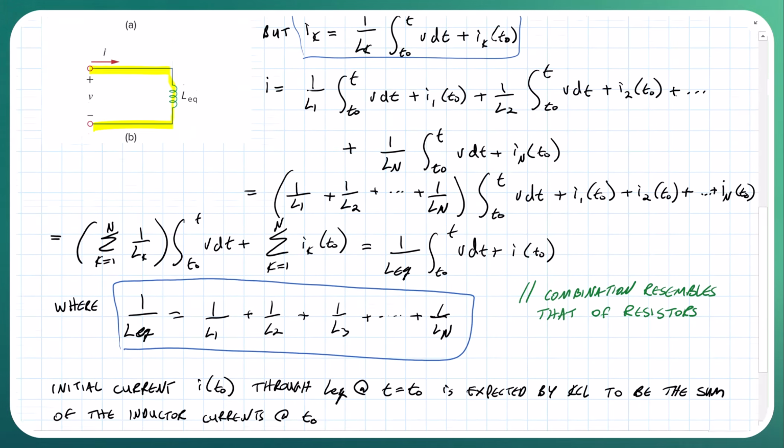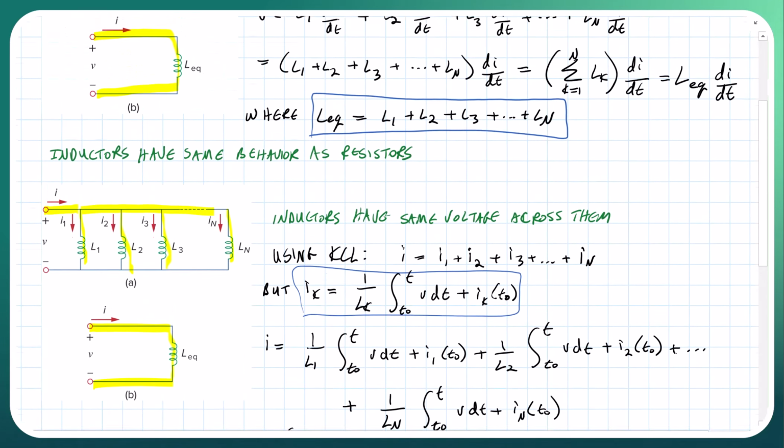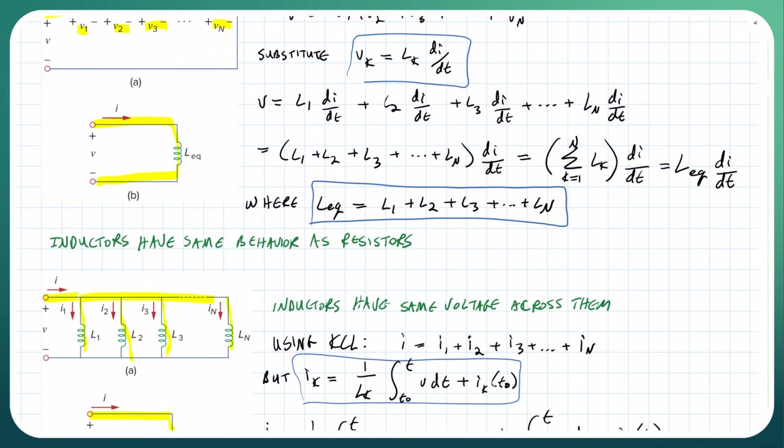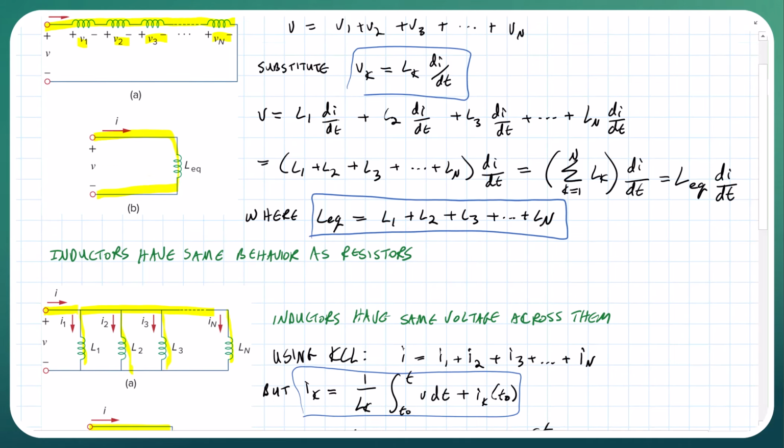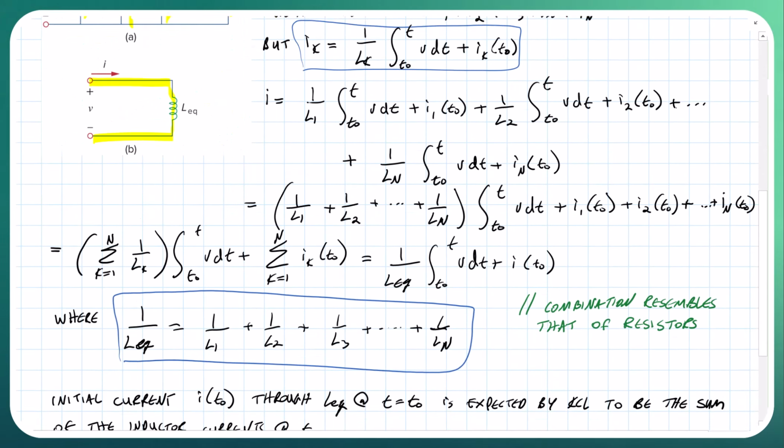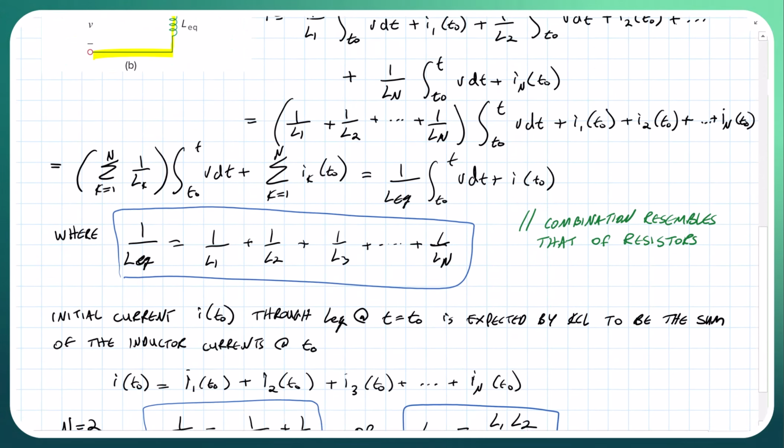So coming back down here: for series, we just add them up, and for parallel, you take the reciprocal and you add those up.